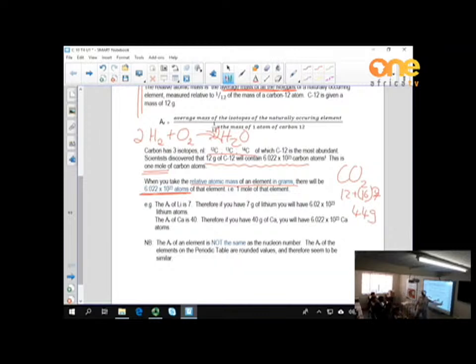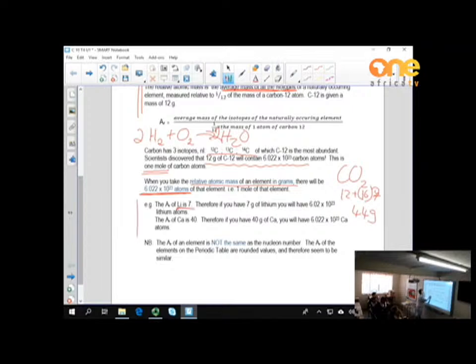Because I've got the relative atomic mass of the formula unit. So now we talk about the formula mass or the molecular mass. If I have that in grams, I have 1 mole of that substance. The amount, 2 moles, right? You're starting to get it. So here's an example.